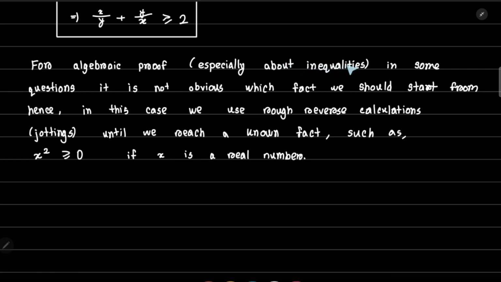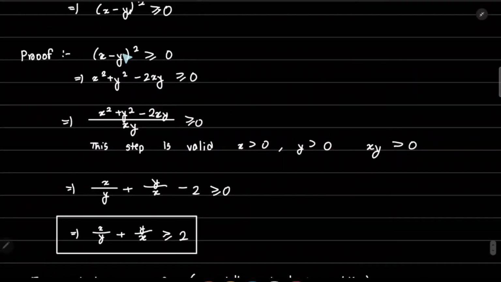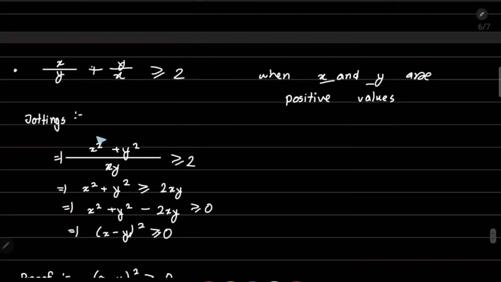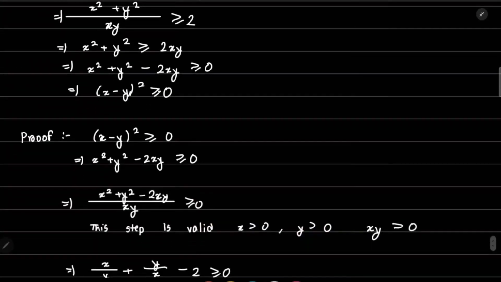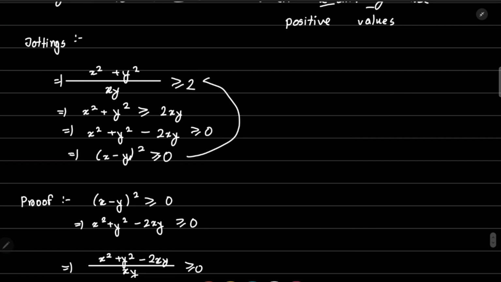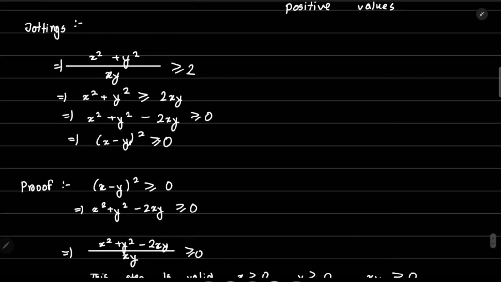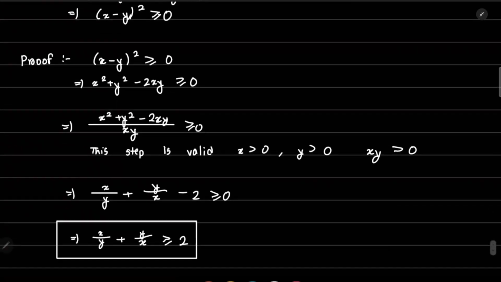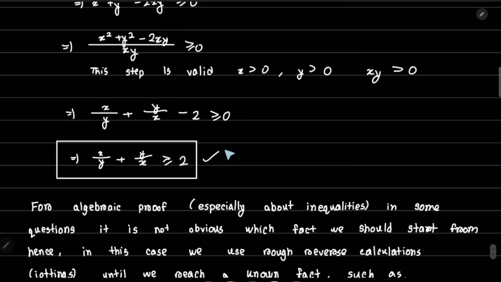So this is especially about inequality questions, algebraic inequalities, where it's not obvious where we should start from. In these cases, we just start from what we have to prove and work backwards in a rough calculation called jottings, and then we write this down in an ordered structure from here to here, just the opposite of the jottings, to go from this fact over here that (x minus y) whole squared must be greater than or equal to 0 to prove what we were intending to.